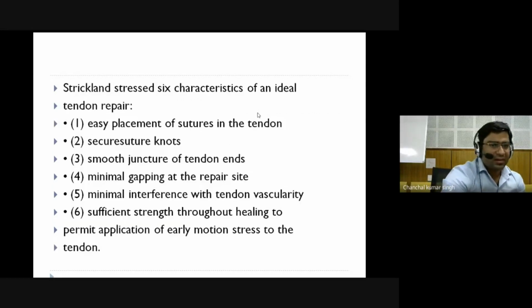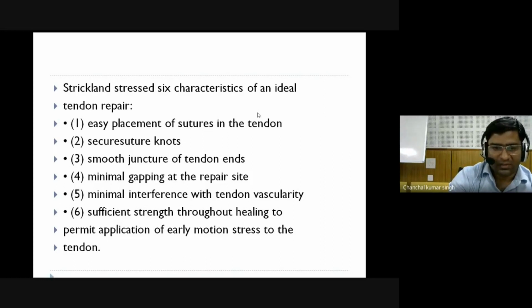So for ideal tendon repair, you need to know this. Strickland has given 6 criteria. The tendon sutures should be easy to place, the knot should be secure, and the tendon end should be smooth. There should not be any gapping at the repair site, and you should not be stripping the epitenon.